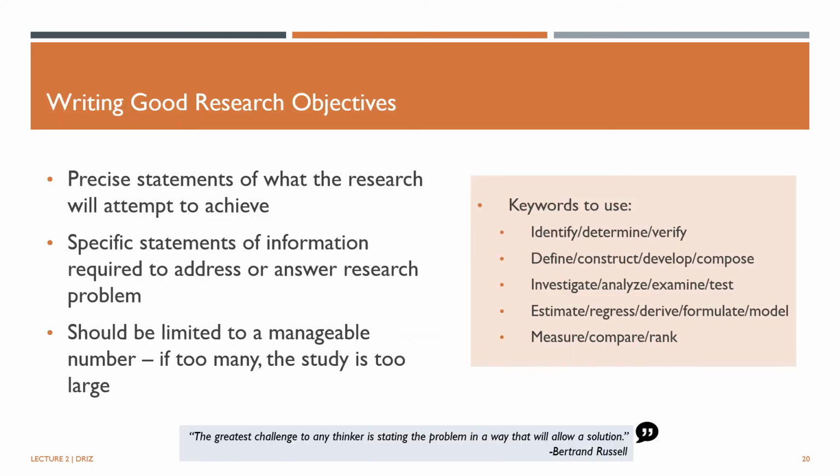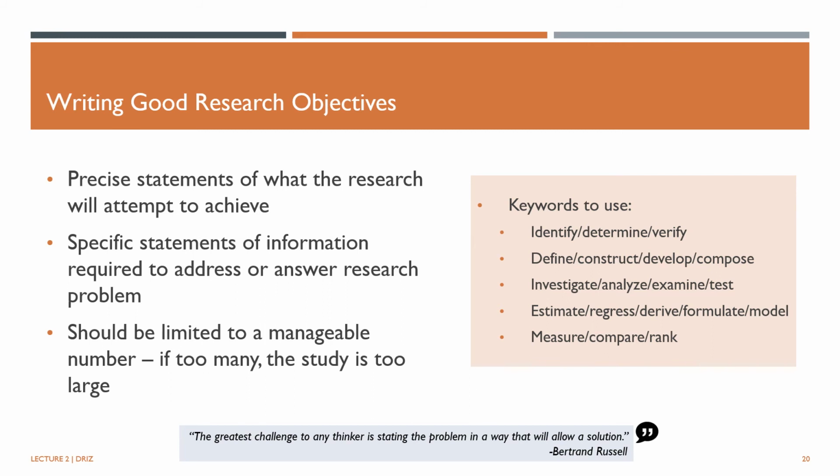Now let's move on to research objectives. The purpose or objective of the research is to explain why the study is being done. The research objectives should be brief, but nonetheless communicate clearly the focus of the research. Research objectives are specific statements of information required to address or answer your research problem. They should be limited to a manageable number, like 2 or 3 objectives. Too many research objectives may cause the study to be too large and thus unfeasible.